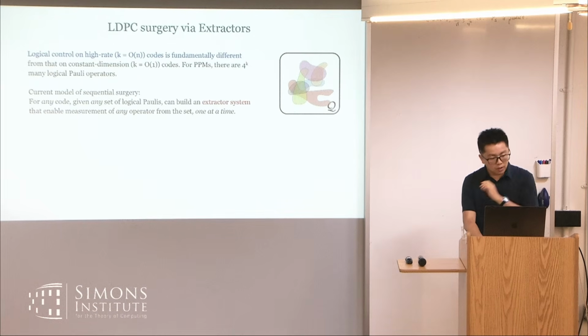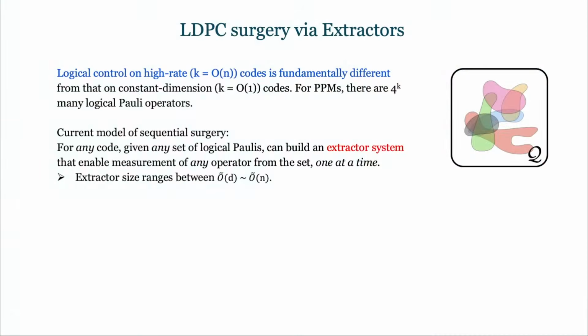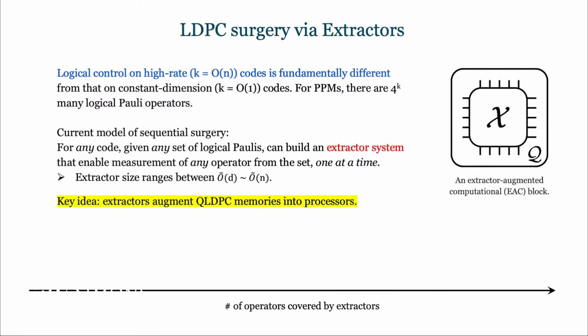Great. So this is the model of sequential surgery. I want to say that these extractors, they are provably fault tolerant. The size is pretty reasonable. Usually I think of it as roughly the same size as memory. But the key idea to take away really is that these extractors turn the LDPC memories, which were previously just storing the logical information, into processors that give you control over the logical qubits. Now, with that in mind, this model of sequential surgery gives us a pretty clean way to understand the computation in these recent architectures. And we can understand them by looking at the extractor gadgets they have and the number of operators they cover. Okay?